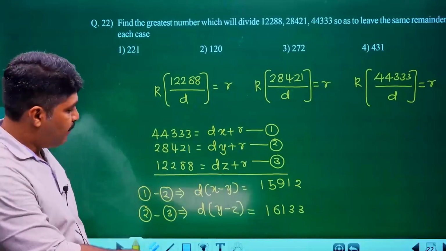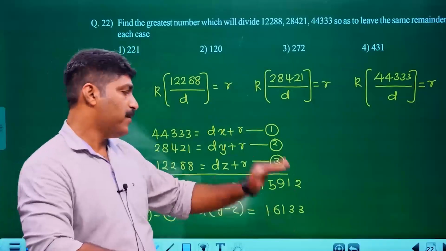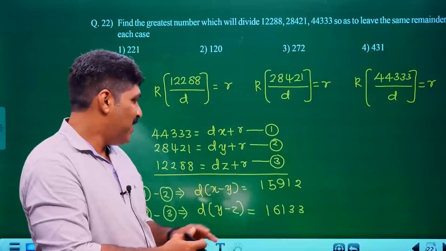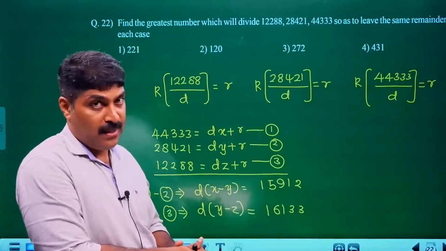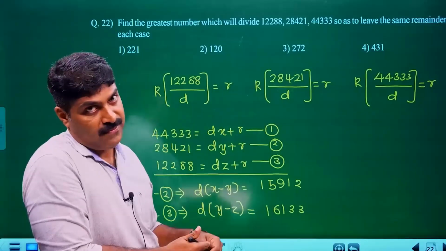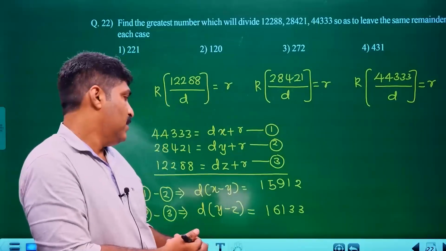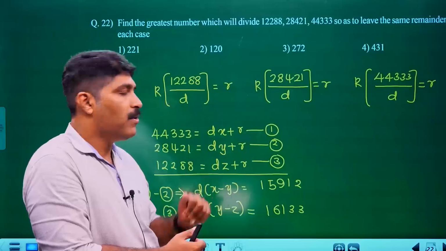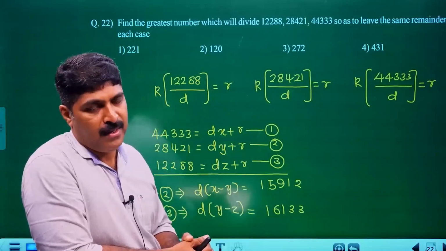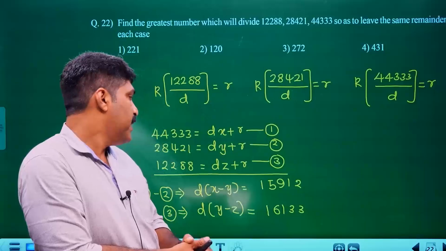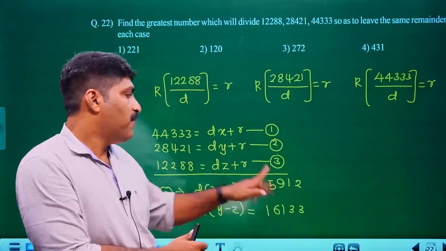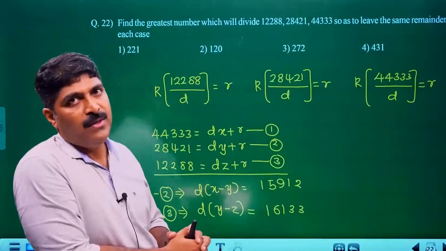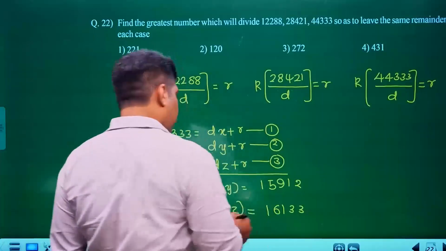So what is the inference here? The divisor lies in these two numbers. We are checking whether there are any common factors for these numbers. We are not sure the common factor is the divisor itself, but the divisor will be a factor of those two numbers. That's a logical conclusion here. So we can reach the conclusion that the divisor will be the HCF of these two numbers. No doubt there. The divisor is the HCF of these two differences.